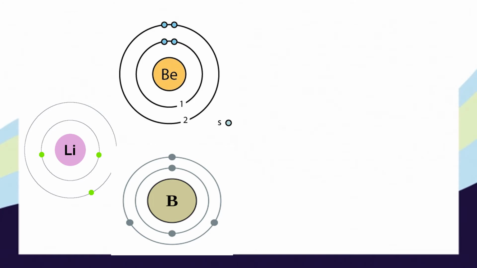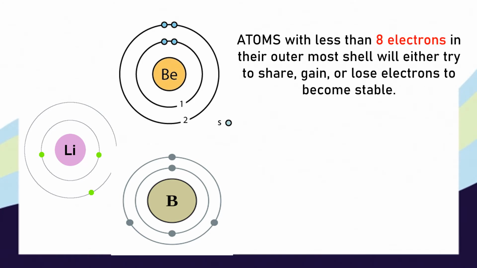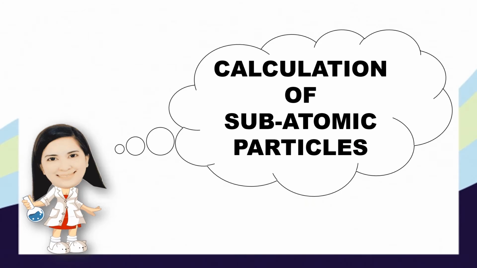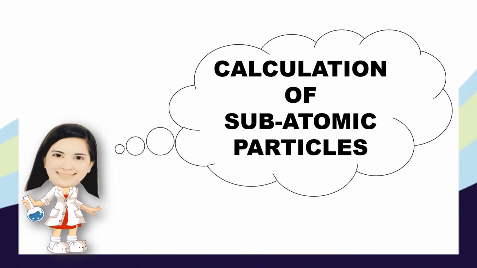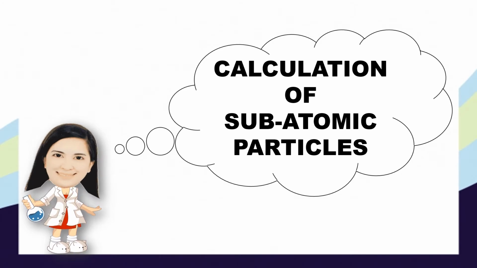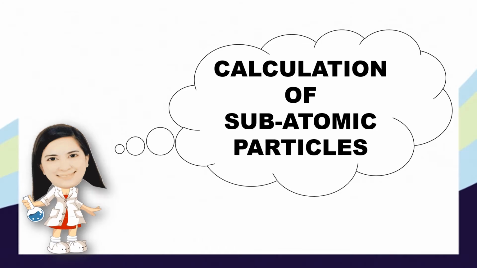Atoms that have fewer than 8 electrons in their outermost shell will try to share, gain, or lose electrons to become stable. This is called the octet rule, but there are some exceptions, such as we saw a while ago for the elements hydrogen and helium, which only have one energy level or shell. So we are done with the introduction of the atomic structure. Let us now move on to the calculation of the subatomic particles.